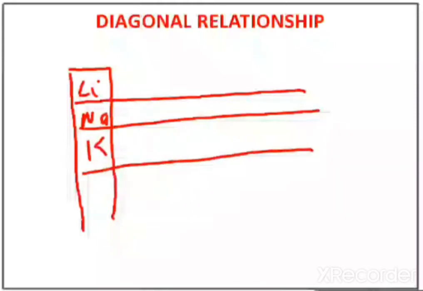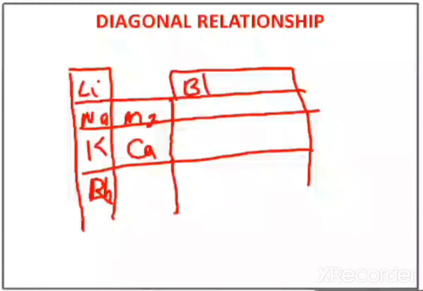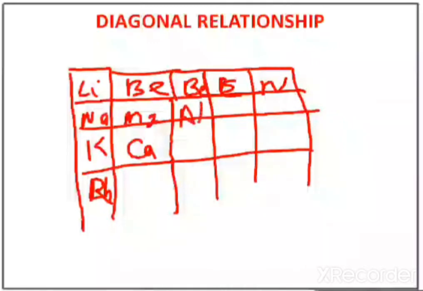We are making it like this. Lithium, here is sodium, potassium, after that rubidium, and so many things are there. Here is magnesium, calcium, and so many things are there. Again, if you leave the D block elements, then here will be lithium, beryllium, here is boron, carbon, then nitrogen, and so on. Beryllium, boron, it is aluminium.